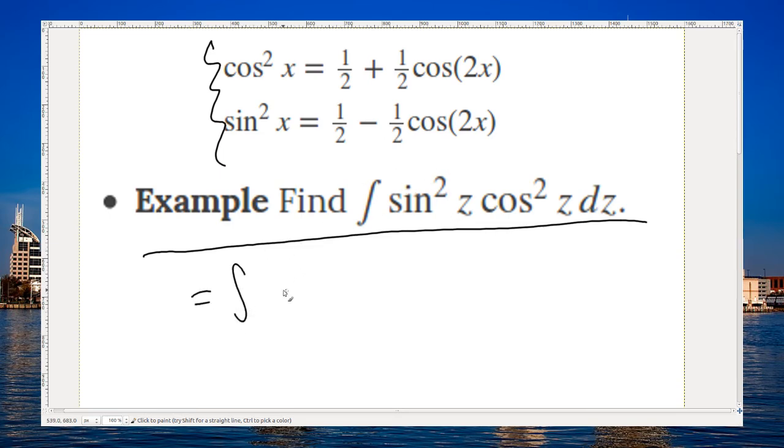So sine squared of x, that becomes, here's the formula. Oh, well, it's z's instead of x's. No problem. Z, z, z, and z. So sine squared of z becomes 1/2 minus 1/2 cosine of 2z.